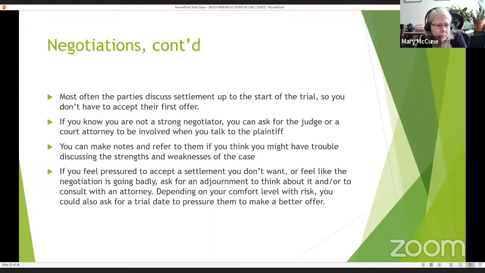Depending on your comfort level with risk, if you decide you don't want to waste any more time on settlement talks because it's not going anywhere, ask for a trial date. And maybe by the trial date, they'll give you a better offer.